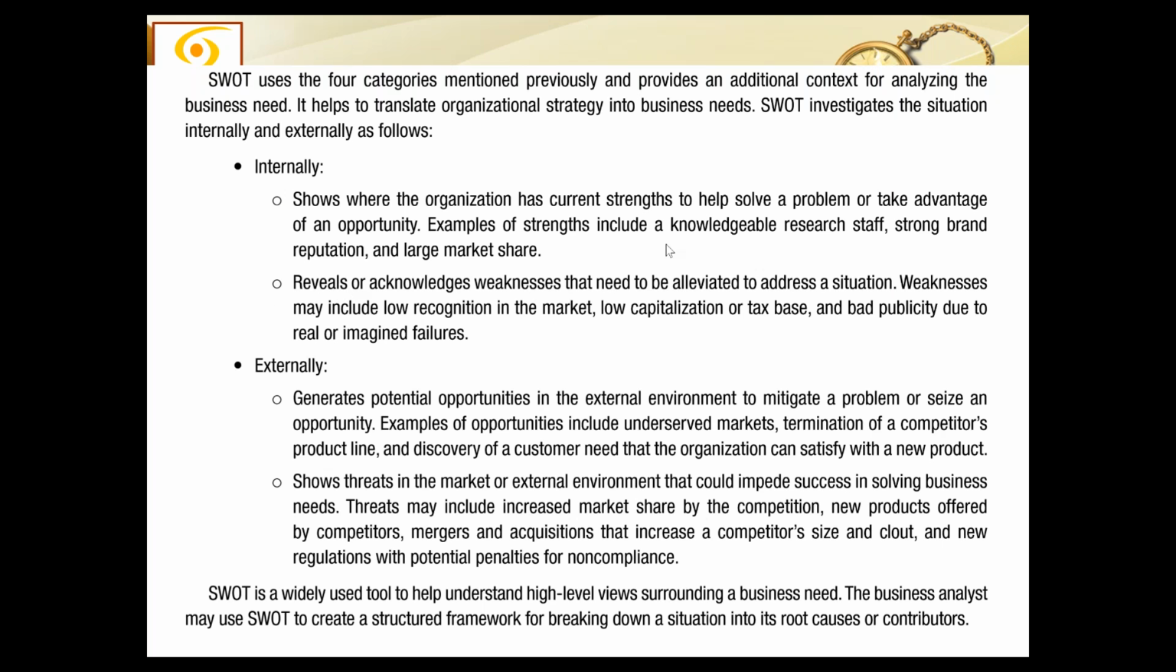Whereas the weaknesses which are revealed let us know where we lack something. And if there is a drastic gap, we have to bridge that gap. So those weaknesses have to be eradicated. These are the internal things, strengths and weaknesses.